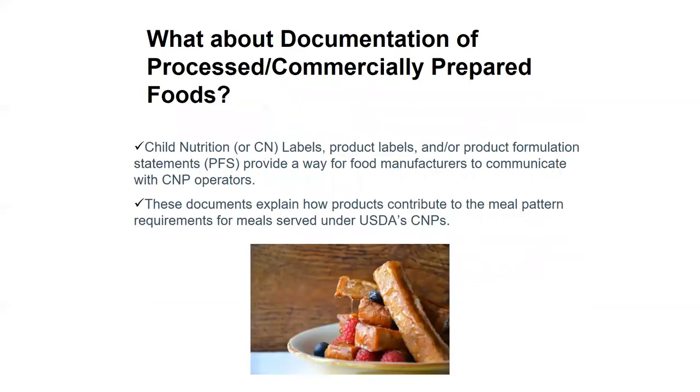So let's talk about documentation of processed and commercially prepared foods. For those foods that are a combination of foods that are processed and not listed as described in the Food Buying Guide, the only way for a sponsor to receive credit for that product toward the meal pattern is to obtain a child nutrition label or manufacturer's product formulation statement. CN labels and product formulation statements are the way in which food manufacturers prove to sponsors that the foods they produce meet component requirements for foods that make up a reimbursable meal. These documents explain how products contribute to the meal pattern requirements for meals served under USDA's child nutrition programs.